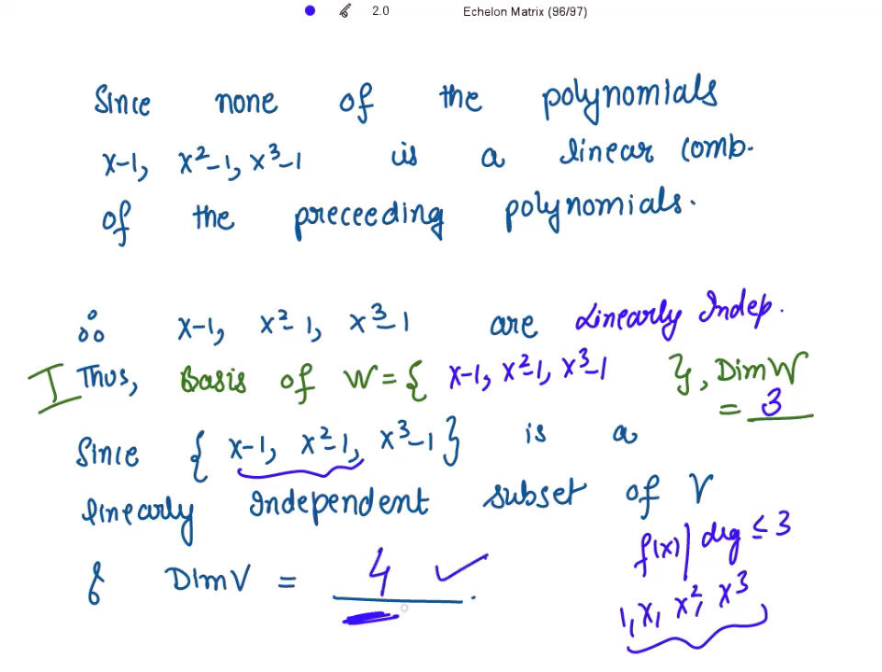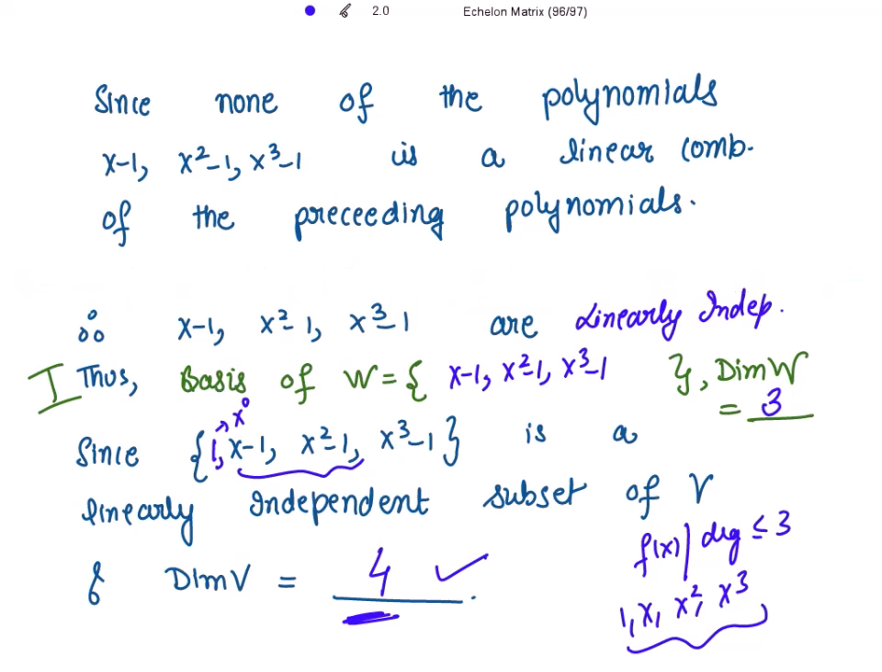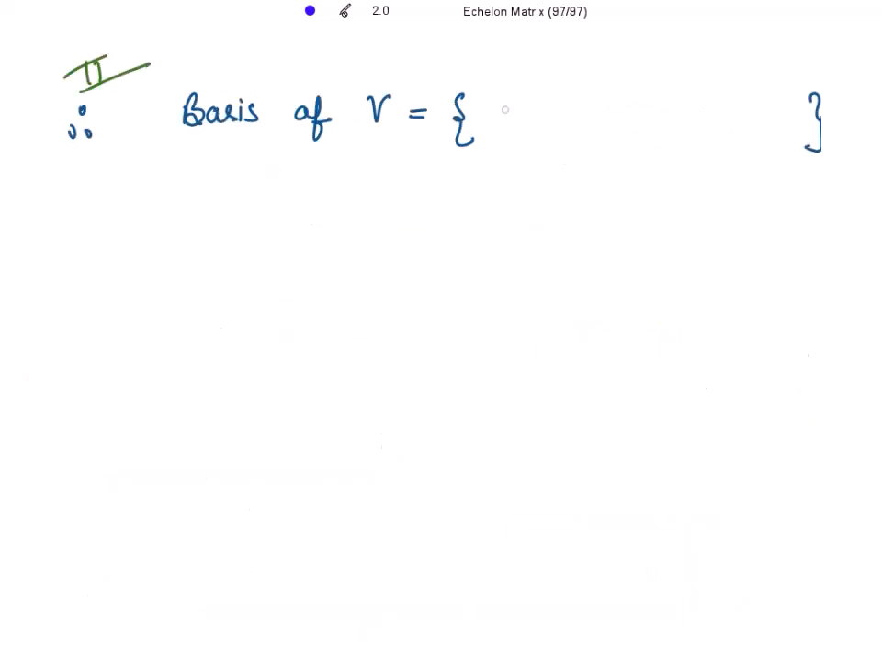And how many elements do we have here? 3. Can I add 1 also over here? Yes, 1 can be taken as x to the power 0. So this complete set is also a linearly independent subset of V. So the number of elements now becomes 4, so this forms the basis for V. So the basis of V becomes 1, x - 1, x² - 1, x³ - 1. Total number of elements is 4.